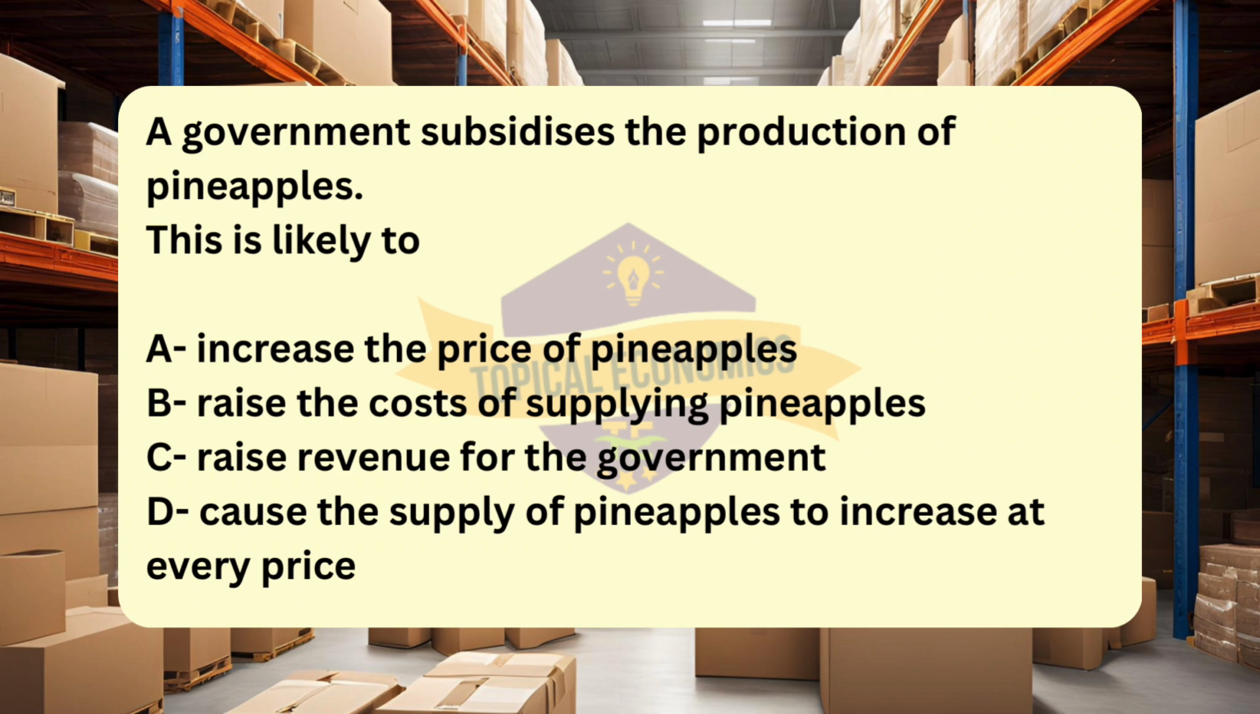Lastly, option C, raise revenue for the government. A subsidy does not directly raise revenue for the government. Instead, it involves the government spending money to support producers. While subsidies can have indirect effects on government revenue, such as through increased tax receipts from higher production, the direct effect is that the government is spending money, not collecting it.